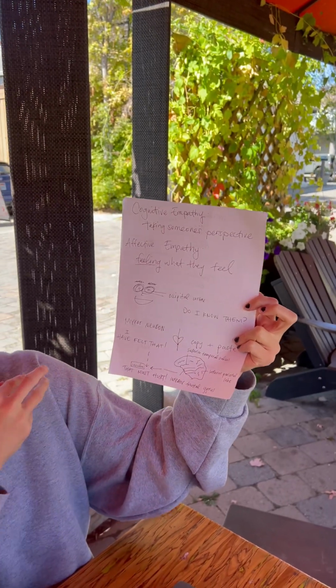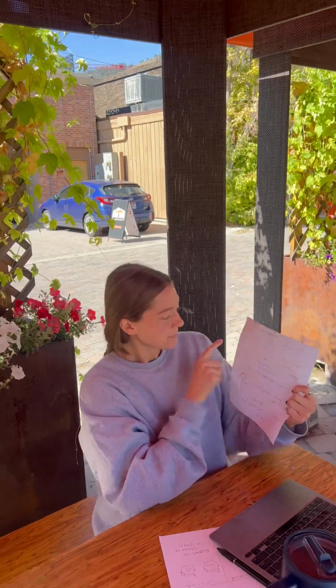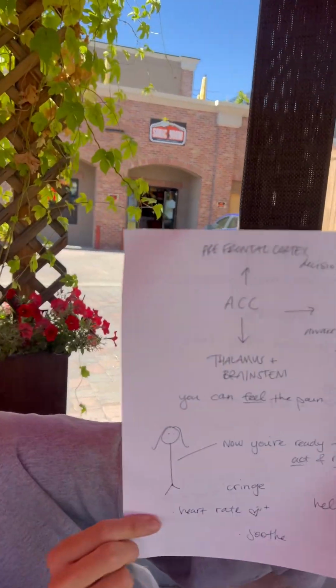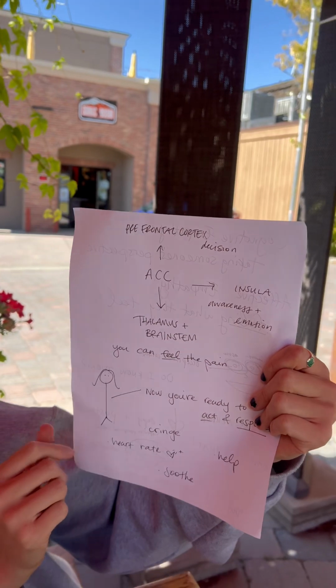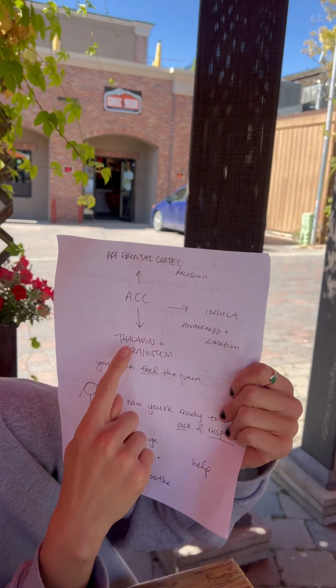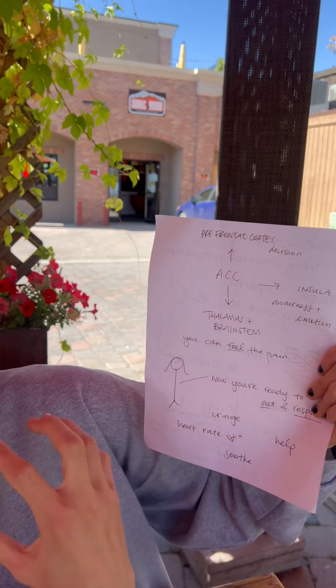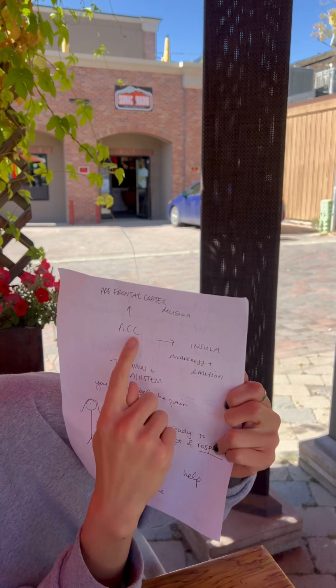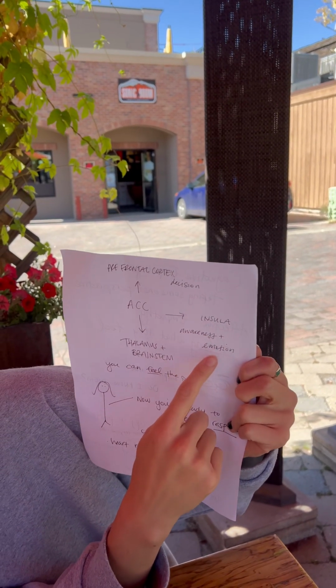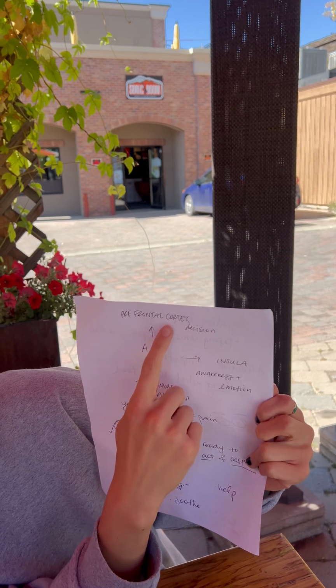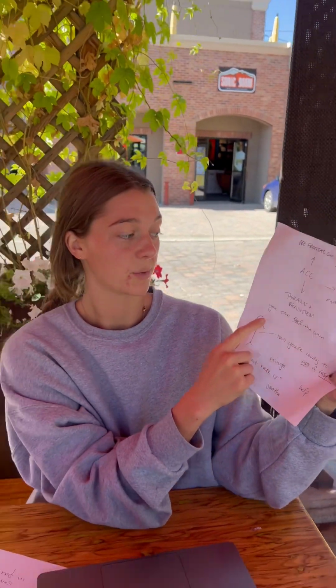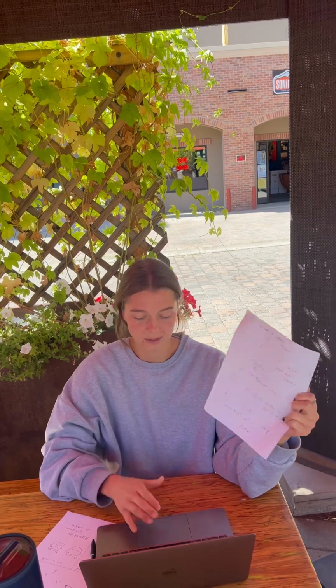And you think, I have felt that, and that must hurt, which is when the insula comes in. So then your anterior cingulate cortex sends information downward to your thalamus and brainstem saying you can feel that pain sometimes, and then it goes sideways to your insula where you get awareness and emotion, and then up to your prefrontal cortex that helps you make a decision. So at that point you're ready to act, because you saw someone get hurt, and so you either cringe or go and help them, or your heart rate goes up and maybe you're ready to go sue.